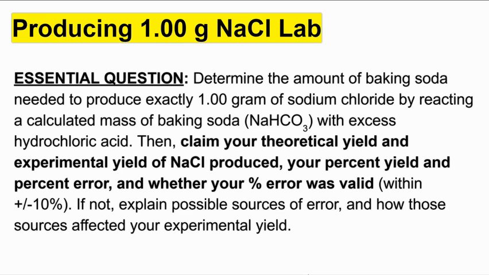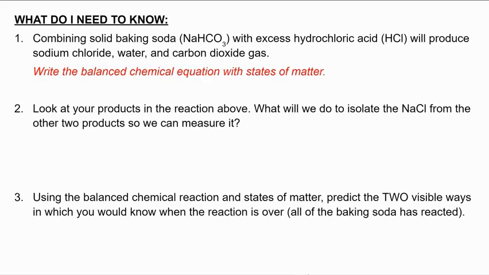So your claim will need to address the amount of baking soda needed to produce exactly 1 gram of sodium chloride. It will also need to cite your theoretical yield as well as your experimental yield, your percent yield and percent error, and whether or not your percent error was valid. If you were invalid, you will need to do an error analysis, explaining possible sources of error and how those sources affected your experimental yield. So take a moment and hit pause and answer the background questions, please.